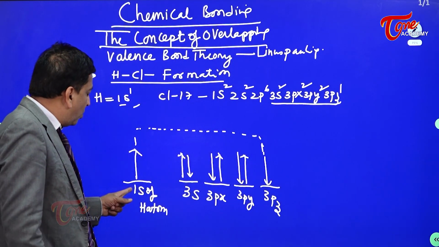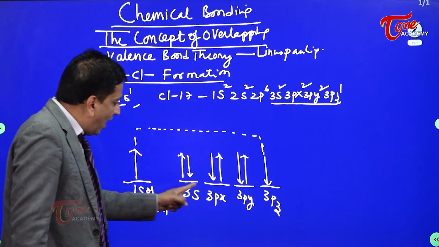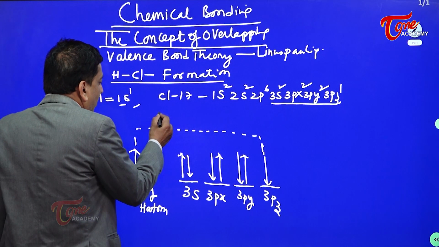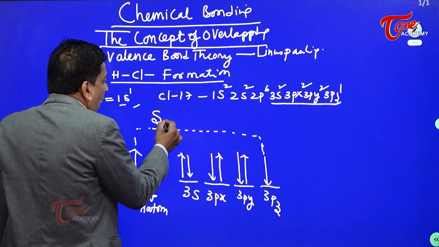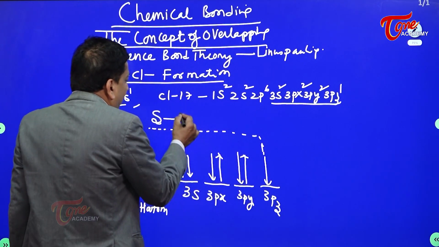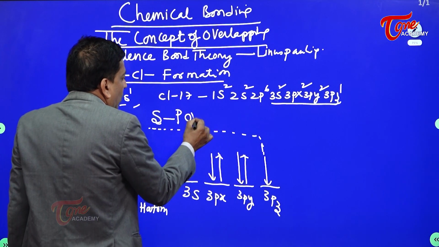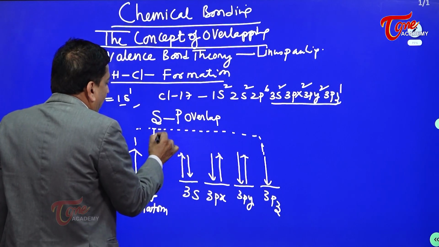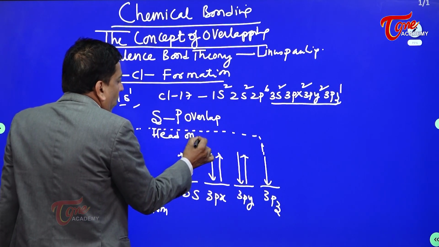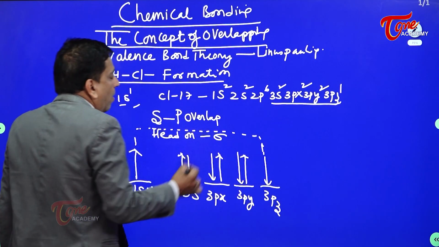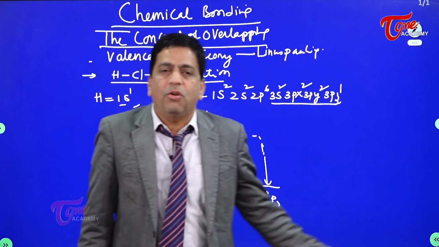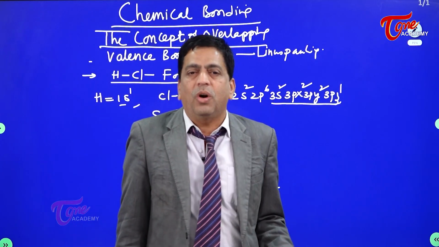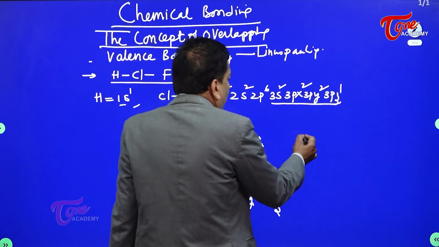You can see this is the atomic orbital 1s and this is 3pz, both with opposite spin. This is the s overlapping with the p, so it is basically sp overlap, and that will be head-on. And a head-on overlap always results in a sigma bond. You must understand. The s orbital is spherical, and the p orbital is what? Dumbbell, and it is shown like this.